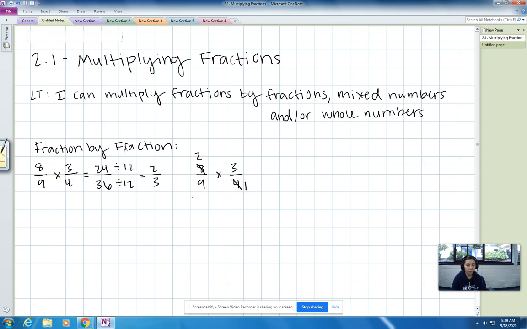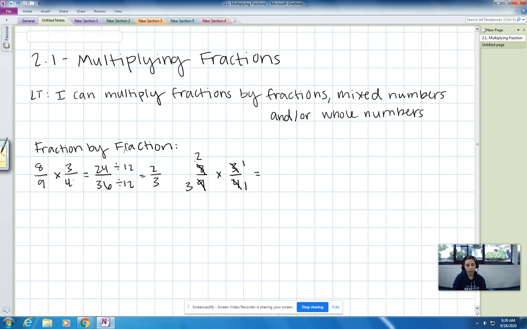Now I look the other diagonal way. What's the biggest thing that goes into both 3 and 9? That would be 3. 3 divided by 3 is 1. 9 divided by 3 is 3. And then last but not least, we just want to double check and see if there's anything to simplify up and down. 2/3 and 1 over 1. Nope, both of those are in simplest form. So that means we are ready to multiply.